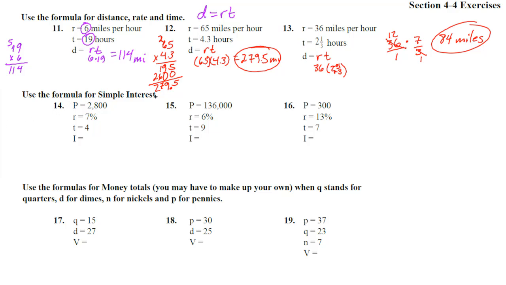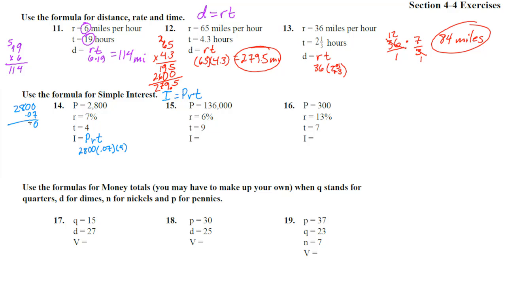Number 14. Use the formula for simple interest. Now, simple interest is I equals PRT. You can get that from the book, or if you remember it, that's great. So here we have I equals P times R times T, which means we're going to take 2,800 times 7%, so that's 0.07, times 4. Okay, so let's take 2,800 times 0.07.